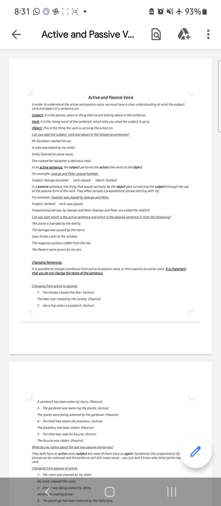But today's lesson is going to be the active and passive voice. Very easy, very straightforward lesson. So let's get to it.